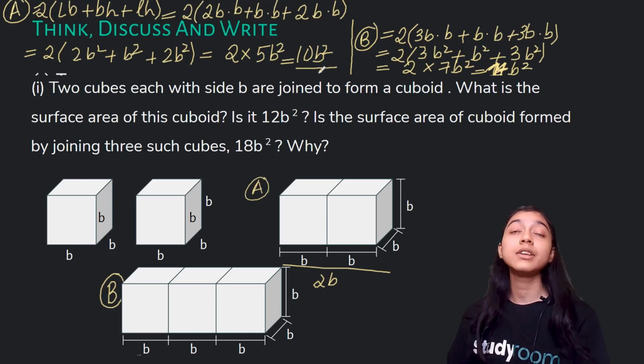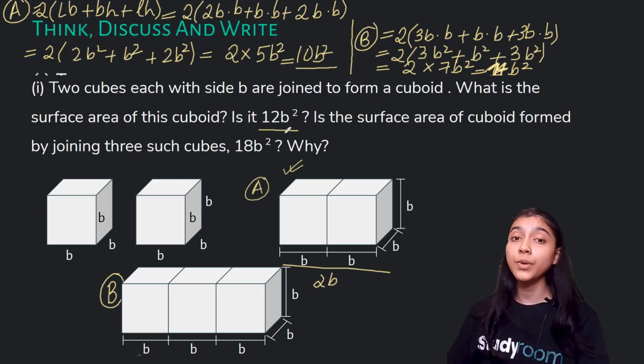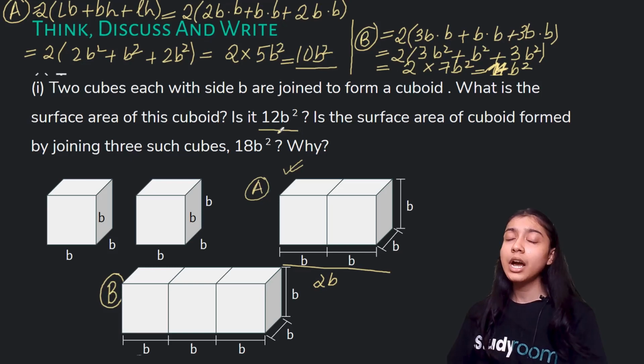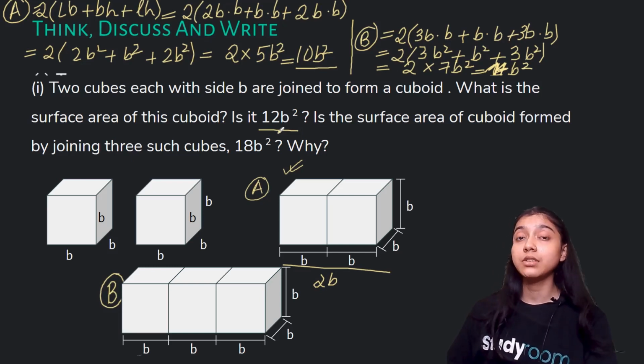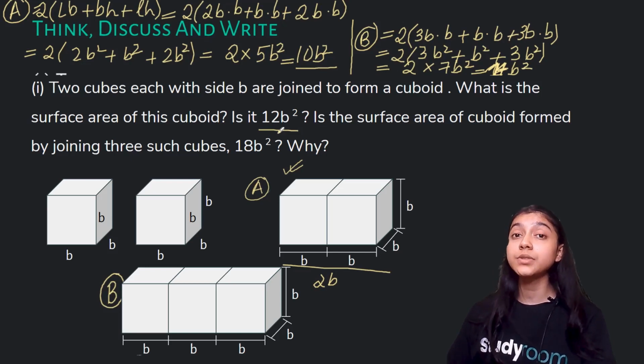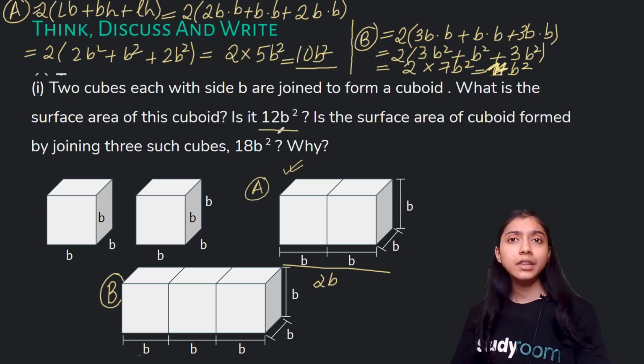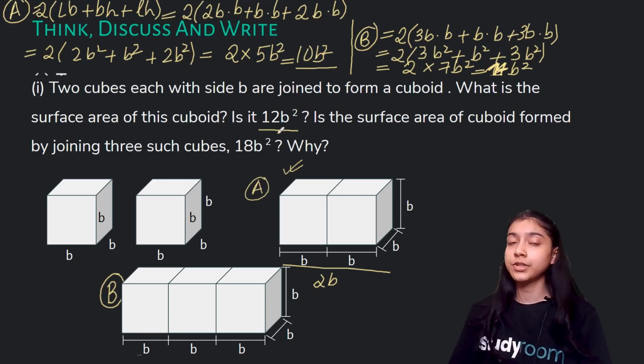So 10b square is actually the total surface area of this resulting cuboid. It is not 12b square as mentioned over here. It will always be 10b square. Now, the second problem that we have over here is, what if instead of 2 cubes, we are taking 3 cubes each of side b, and we join all the 3 cubes to form a cuboid, and then calculate the total surface area of this cuboid.